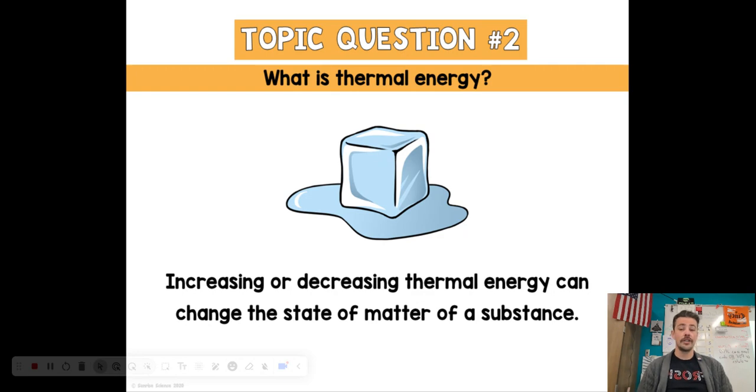So what is thermal energy? Continued. Increasing or decreasing thermal energy can change the state of matter of a substance. Above is an example of how energy being introduced to an ice cube can cause it to melt and turn into a liquid form, where its particles are moving faster.